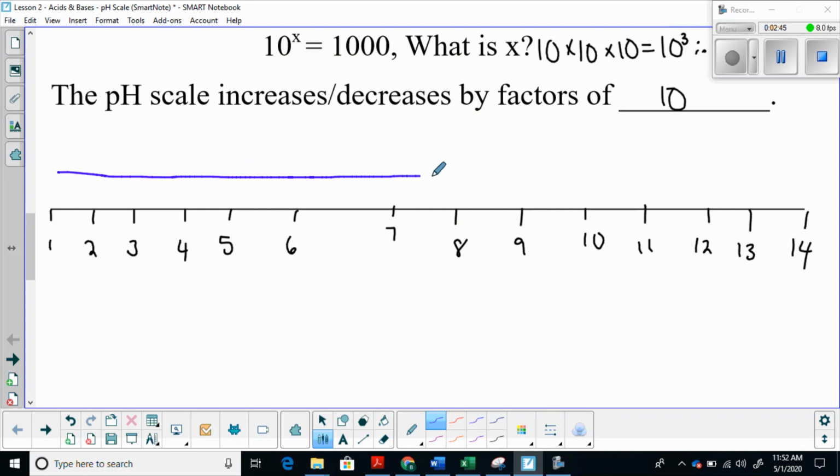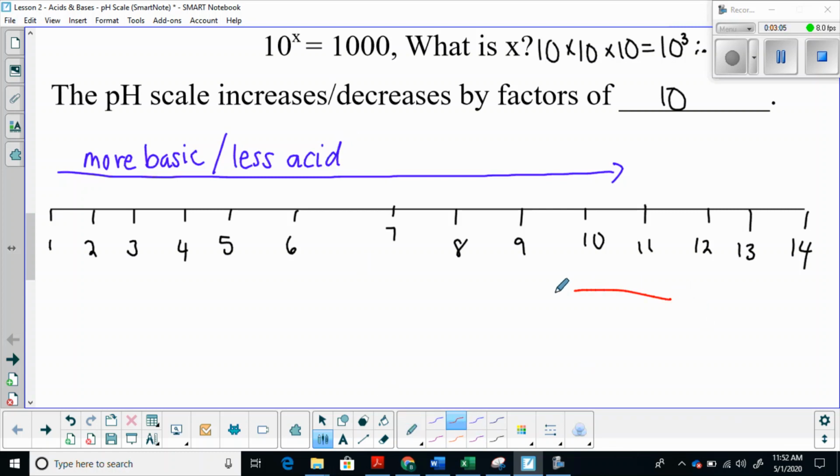Basically, if we are increasing this way, the term could be used as we're becoming more basic or less acidic. On the contrary, if we are going from this side towards 1, we are becoming more acidic or less basic.